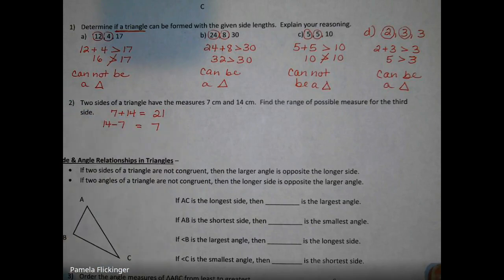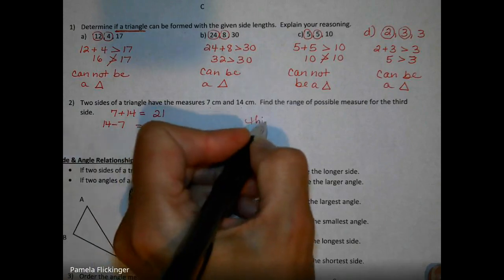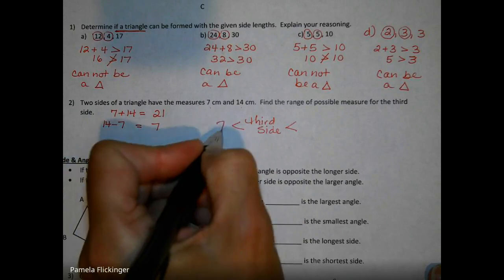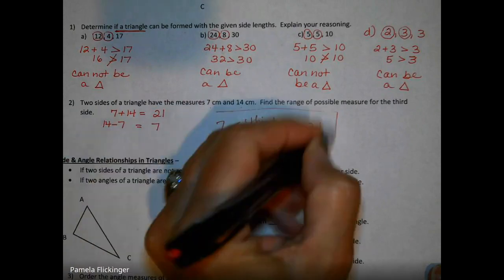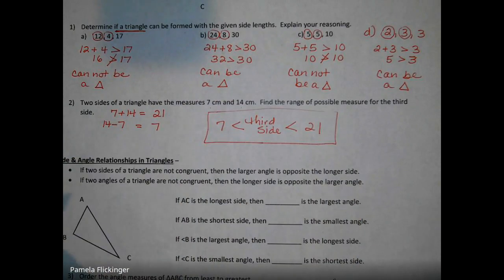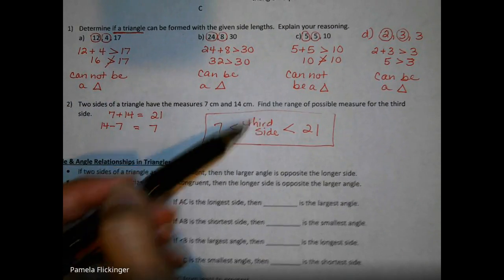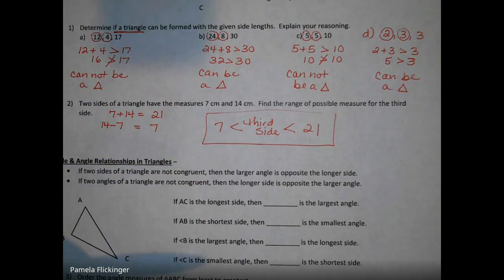So that means my third side would be between 7 and 21. That's what you're going to write. Now, if there's a specific name given to the side that we know, let's say the side length is AC, then we would put the measure of AC in the middle, not just this word third side, okay?